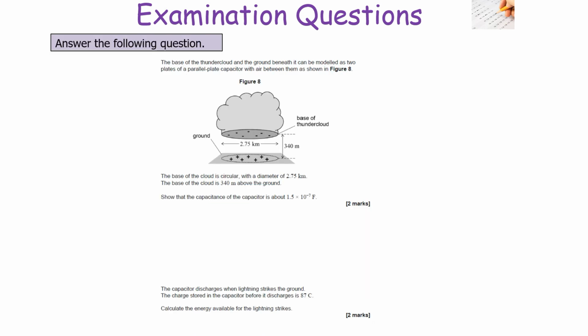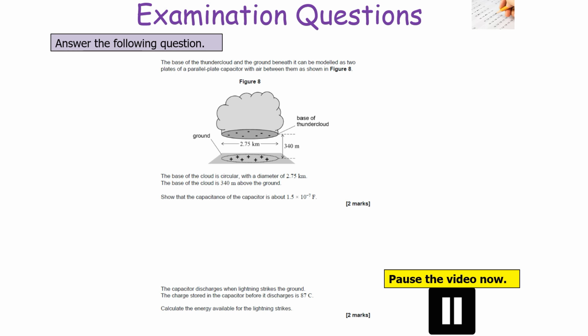The next question says, the base of the thundercloud and the ground beneath it can be modelled as two plates of a parallel plate capacitor with air between them as shown. The base of the cloud is circular with a diameter of 2.75 kilometers. The base of the cloud is 340 meters above the ground. Show that the capacitance of the capacitor is about 1.5 times 10 to the minus 7 farads, and that the capacitor discharges when the lightning strikes the ground. The charge stored in the capacitor before it discharges is 87 coulombs. Calculate the energy available for the lightning strikes. So pause the video now, then unpause the video when you want to go through your answer.